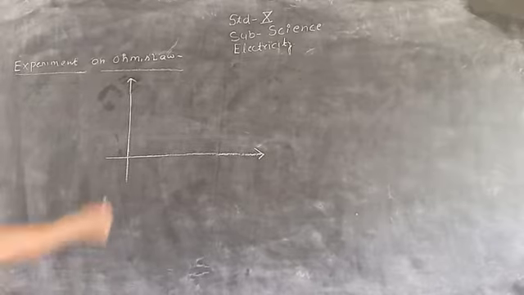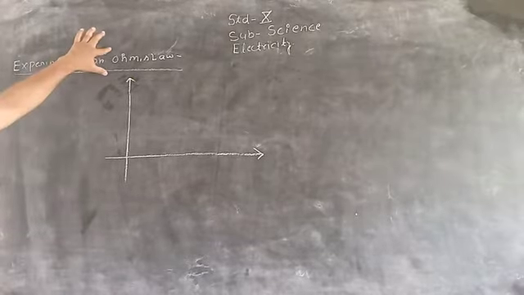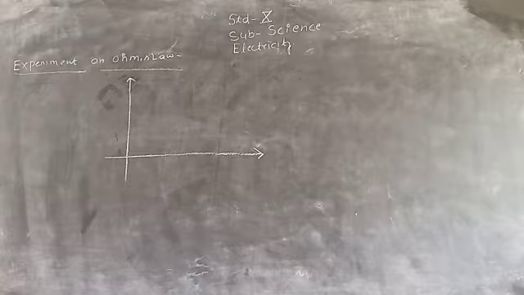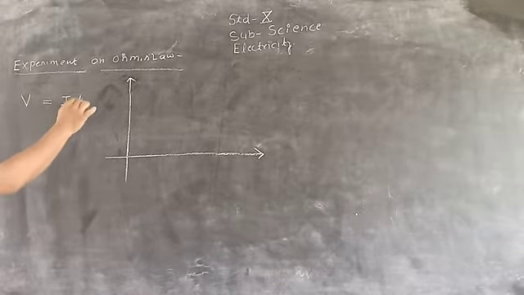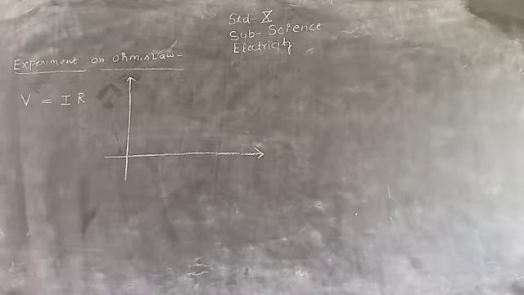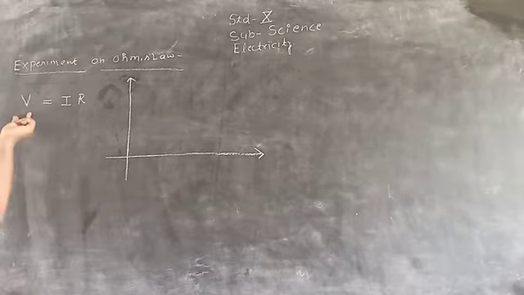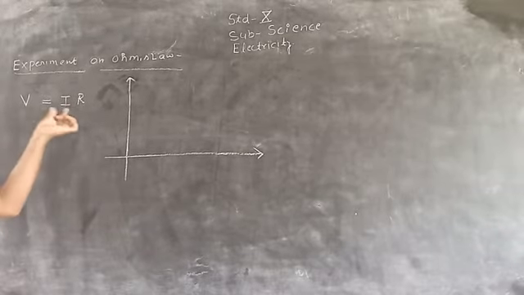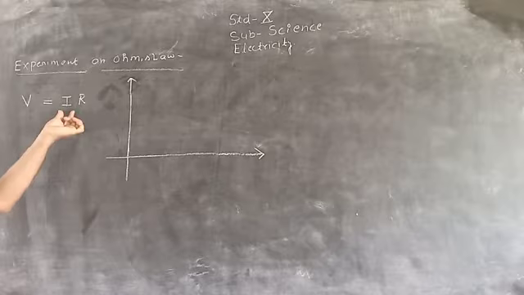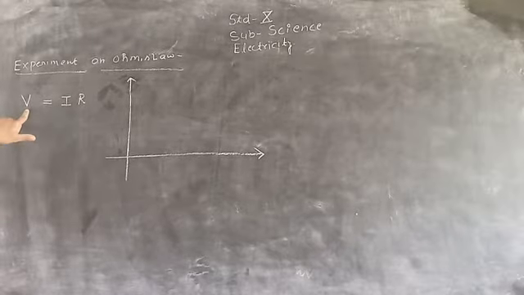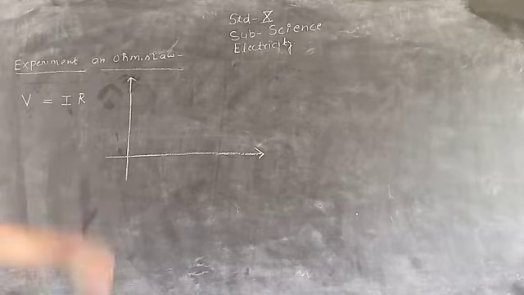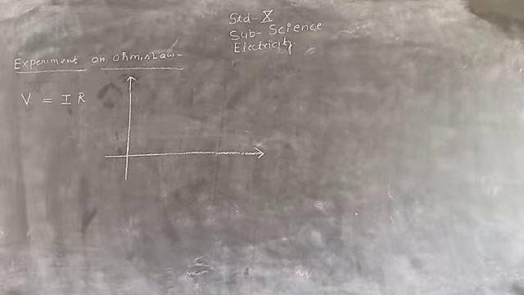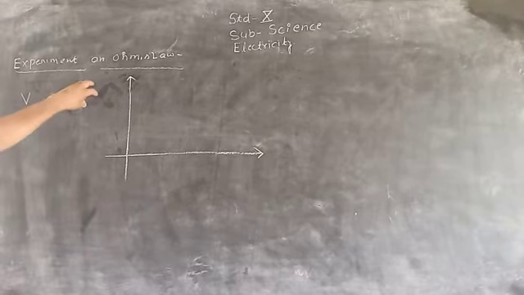Because here it is Ohm's law, we first write Ohm's law: V is equal to I into R. Here we take the two physical quantities which are varying. First is the voltage difference and second is the current. And the resistance value of the wire should be constant, and this term is taken to be constant.